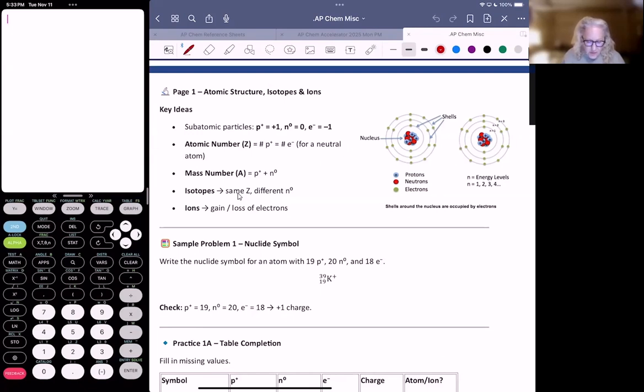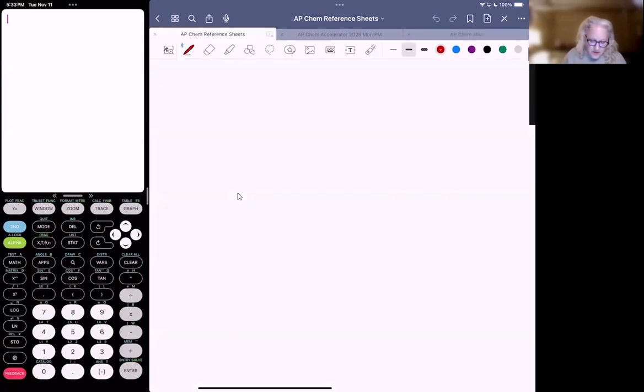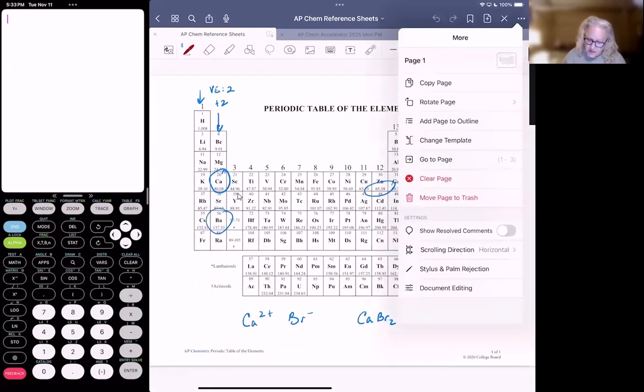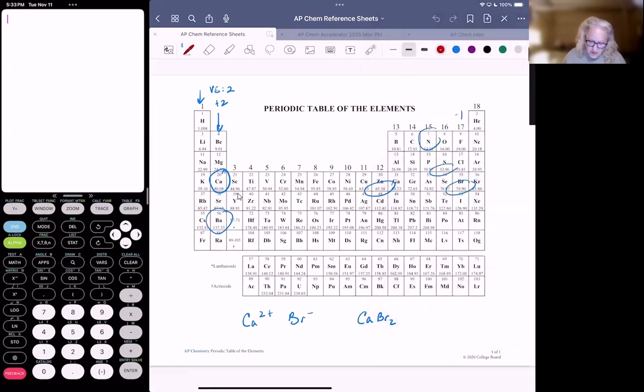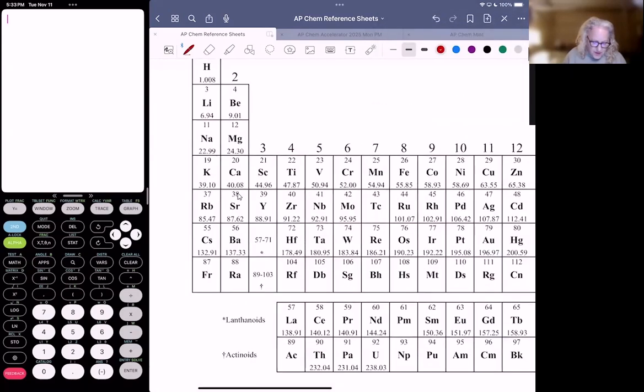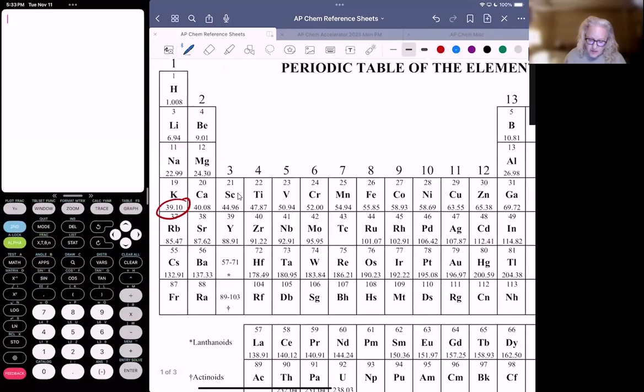The mass number, remember, is the number of protons plus the number of neutrons, and it is not included in the periodic table. Rather, the mass on the periodic table is the average atomic mass, a weighted average of all the naturally occurring isotopes of an element.